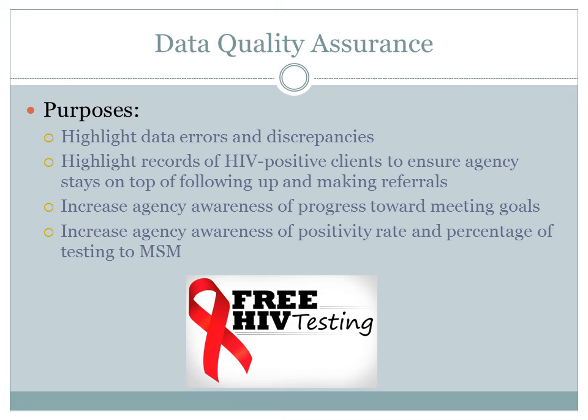So there are several purposes to our data quality assurance process. One of the main purposes is really just to highlight any data errors and discrepancies within our data set. And we also want to highlight any records of both newly identified HIV positive clients and previous clients, because we want to make sure that the agencies are staying on top of following up with those referrals to care, partner services, HIV prevention services. We want those to stay on their radar to make sure that the clients are receiving the referrals to care that they need.